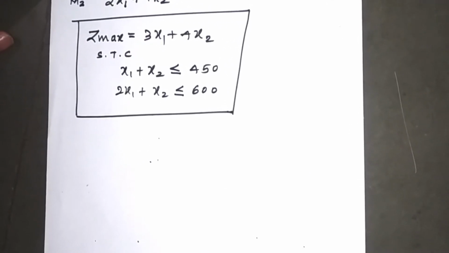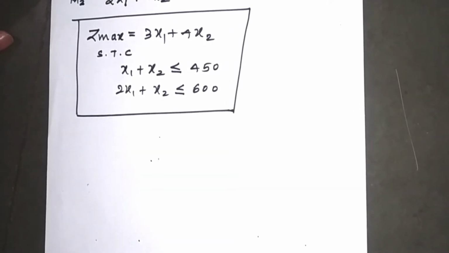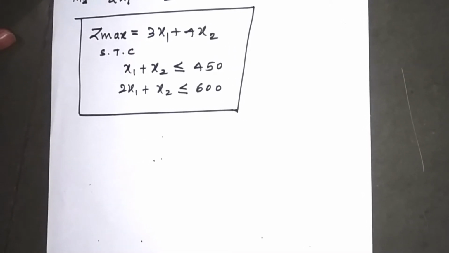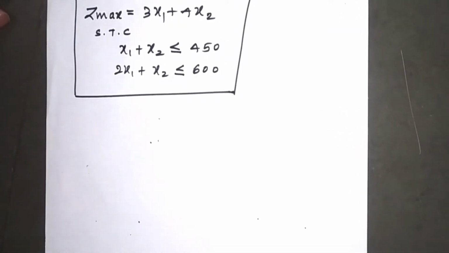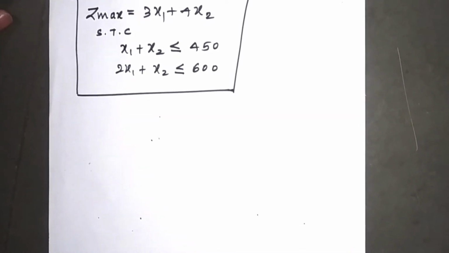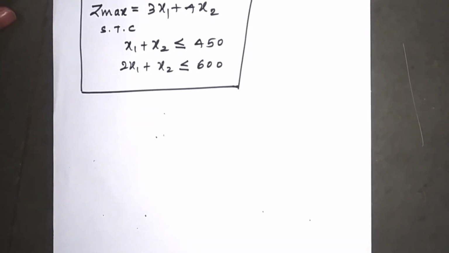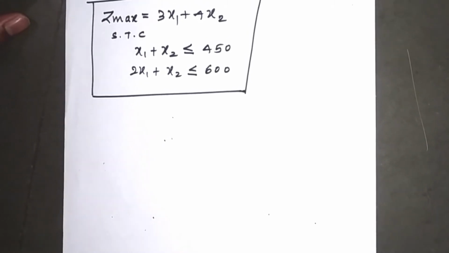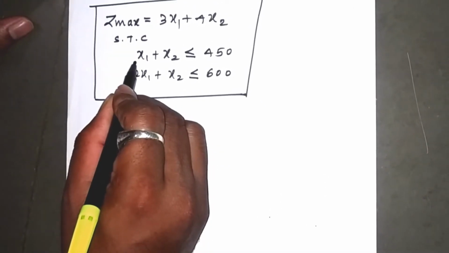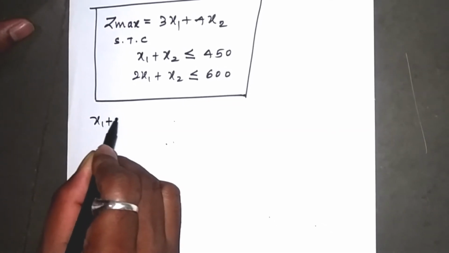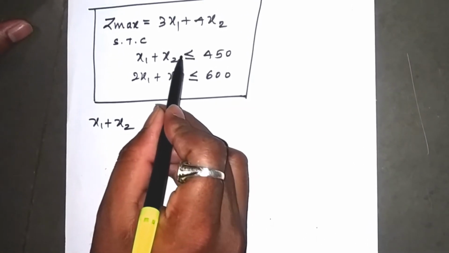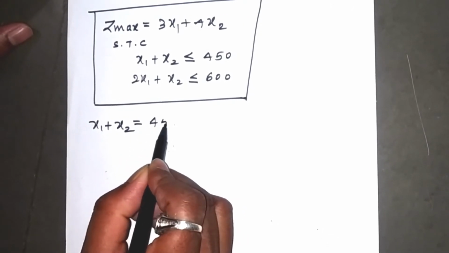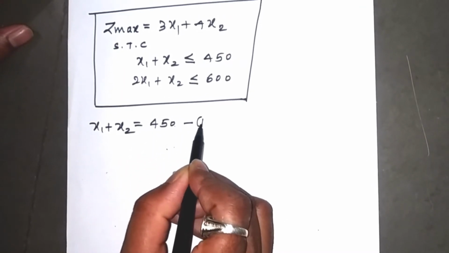Now we'll solve this problem by the graphical method. The graphical method can be used only when we have two variables. In this problem we have two variables, x1 and x2, so we can solve this problem by the graphical method. In the graphical method, the first step is to take the first constraint and put it as an equation. I'll take the first constraint here, that is x1 plus x2. Here we have a less than or equal to sign, so I'll make it equal to 450. And I'll call this equation number 1.